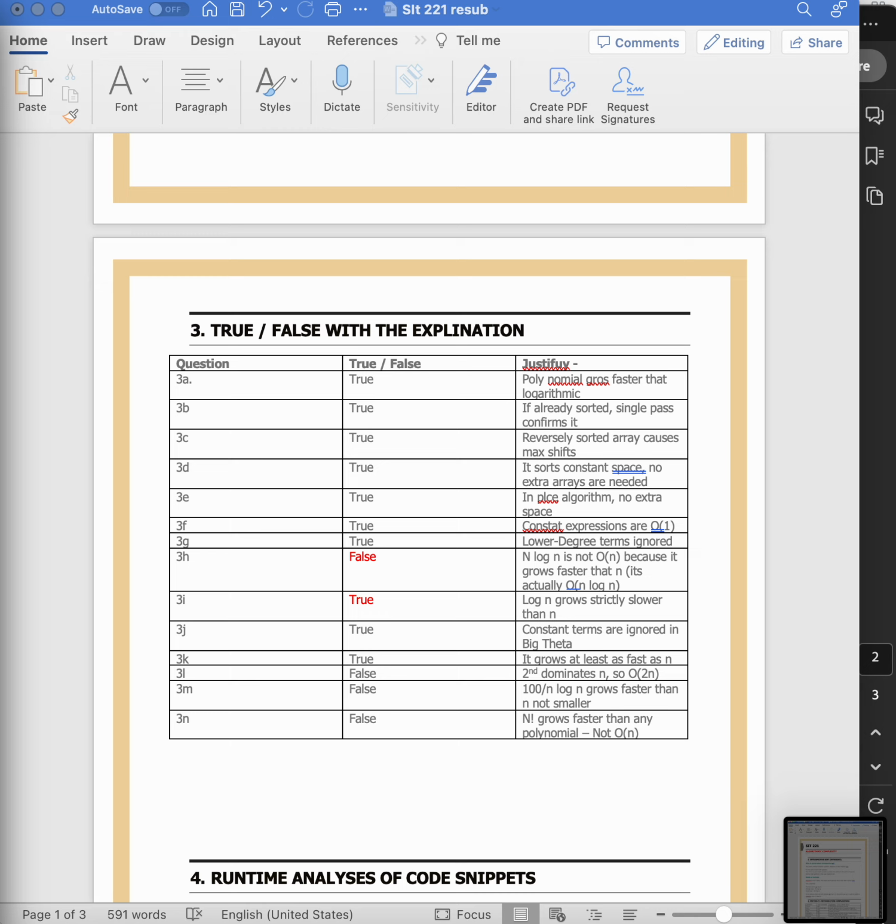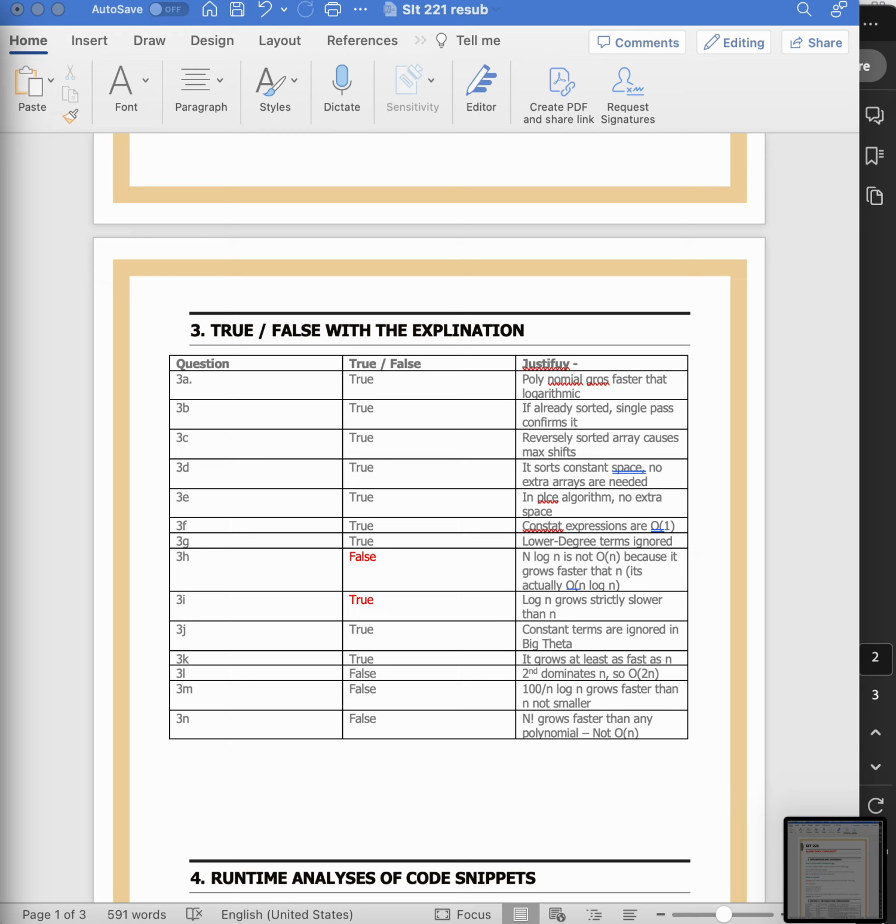3M. 100 divided by n log n grows faster than n was the question, and it shrinks as n grows, does it not? So it definitely doesn't grow faster. As n grows, 100 divided by n log n will be shrinking.